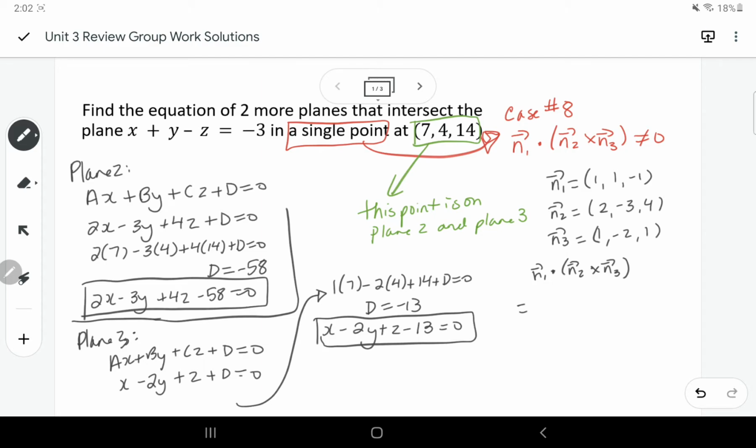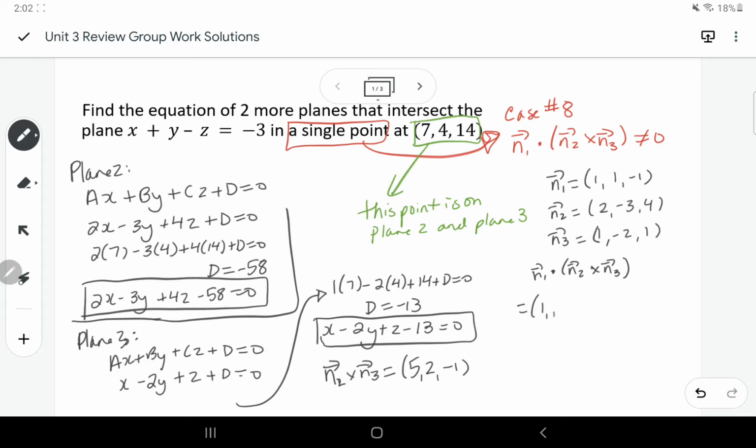So here I have just done, because I'm really out of space, I did N2 cross N3 just on some scrap paper, and I got that my cross product here was 5, 2, negative 1. You will get a different thing because you will have come up with different equations.